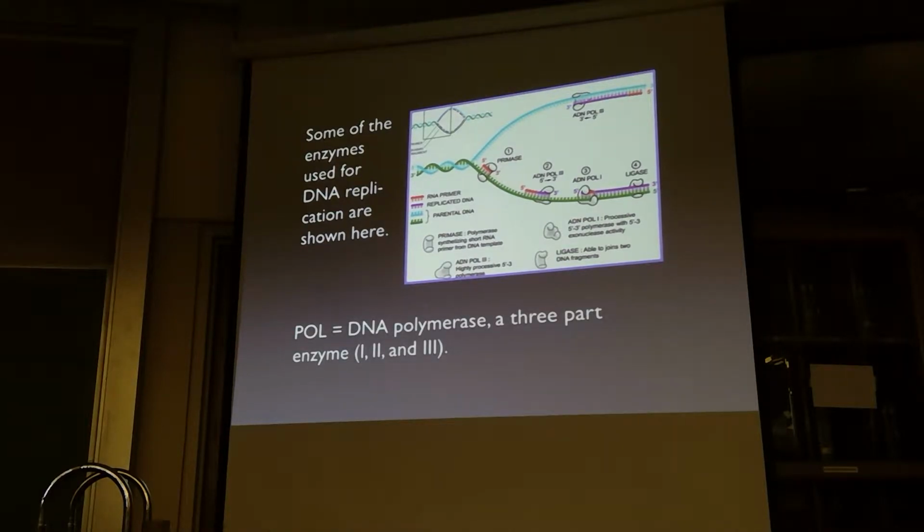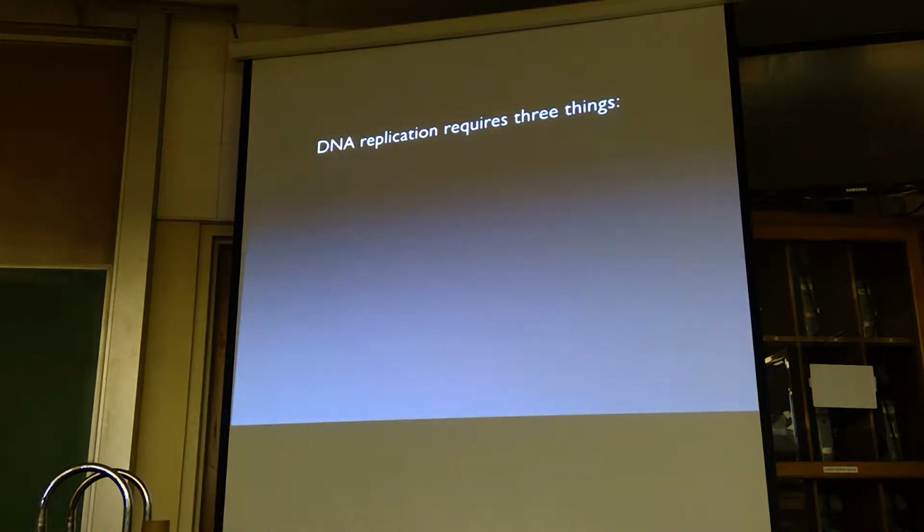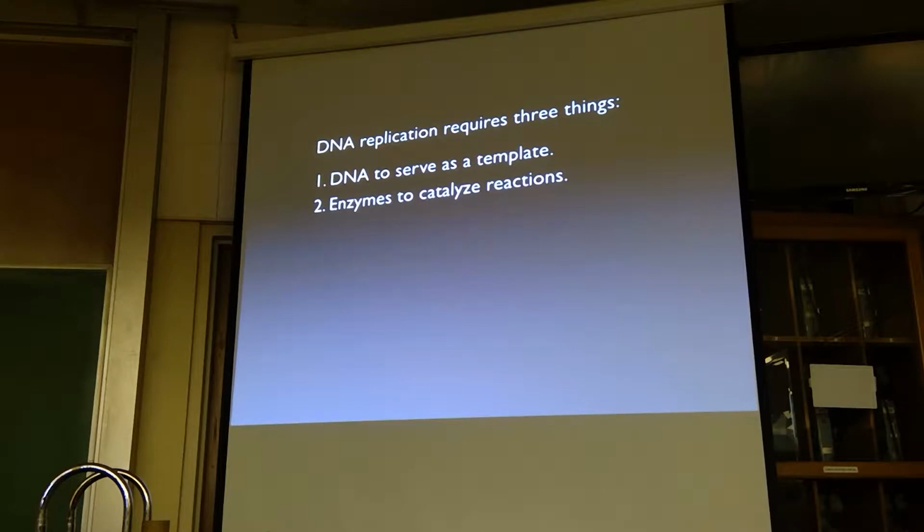So again, DNA polymerase is multi-part. 3 is the primary builder, 1 takes out the RNA, 2 does some other repair stuff. So again, just a review, DNA replication requires, 1, DNA as a template. You have to have that template strand to determine the nucleotide sequence. You have to have enzymes. The enzymes you need to know are primase, which is actually an RNA polymerase, but primase builds the primer. Then you have to have DNA polymerase.